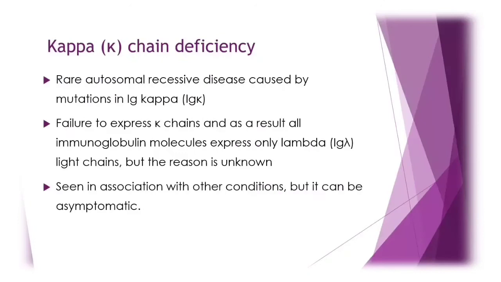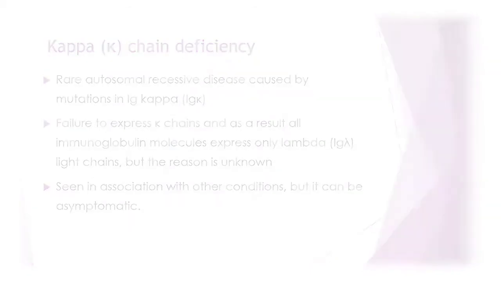Number 3 is the kappa chain deficiency. The kappa light chain deficiency is a rare autosomal recessive disease caused by mutations in the immunoglobulin kappa gene. The pathogenesis of the disease is a failure to express kappa chains, and as a result, all immunoglobulin molecules express only lambda light chains, but the reason is unknown. Although this disease could be seen in association with other conditions, it can be asymptomatic.